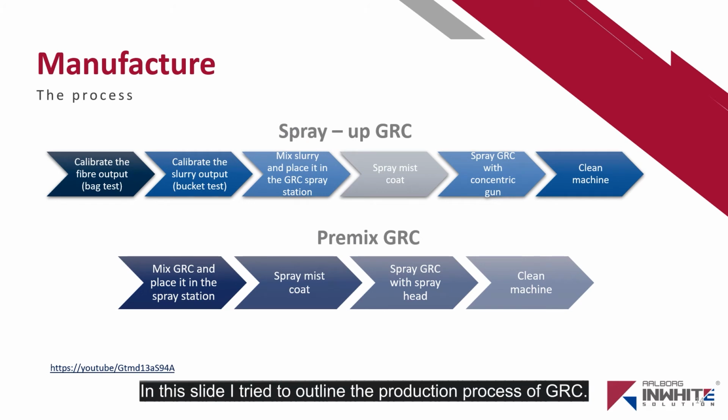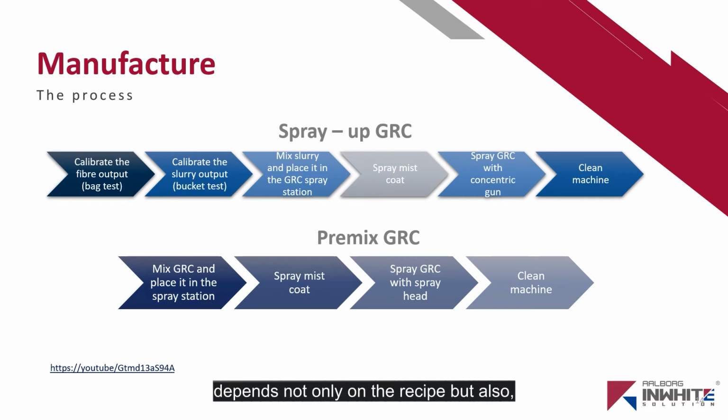In this slide, I try to outline the production process of GRC. This is a basic representation of the production process, and of course, each producer has its own unique technique. In GRC, the quality and finish of the elements depend not only on the recipe, but also, to a large degree, on the skills of the operators. Before operating the machine, the user must have proper training. Now, let's go through the production process.